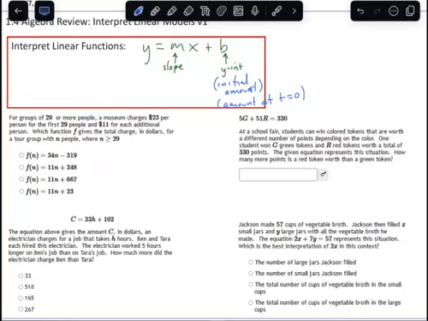And a lot of times, especially if things are being removed, so like if at the beginning of every month you have $100 in your wallet, and then you start spending money during the month, a lot of times that b value, that $100, will start at the beginning of an equation. The slope is the rate of change.